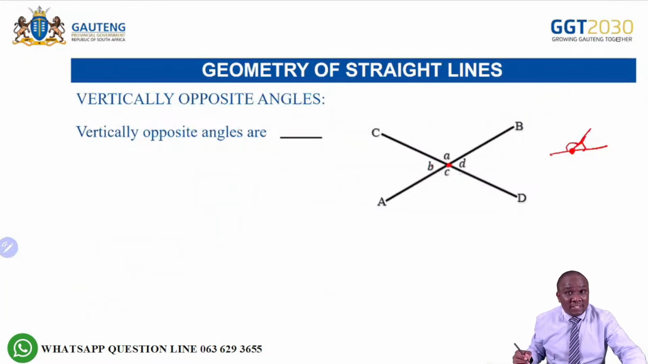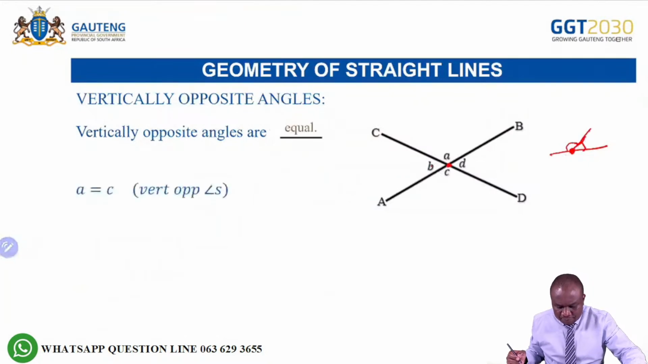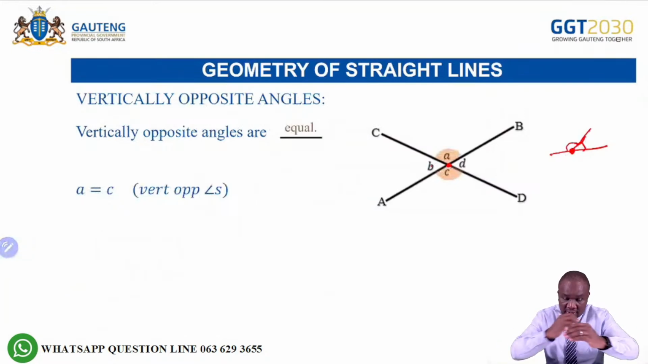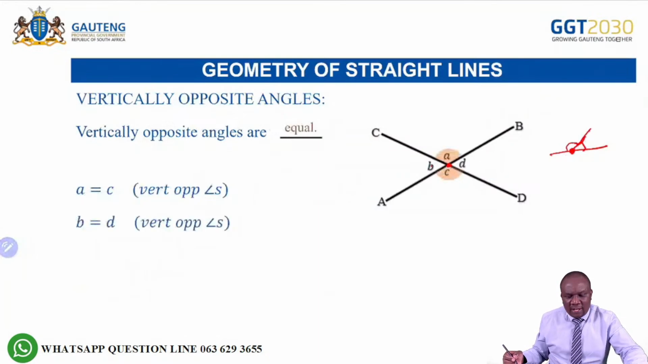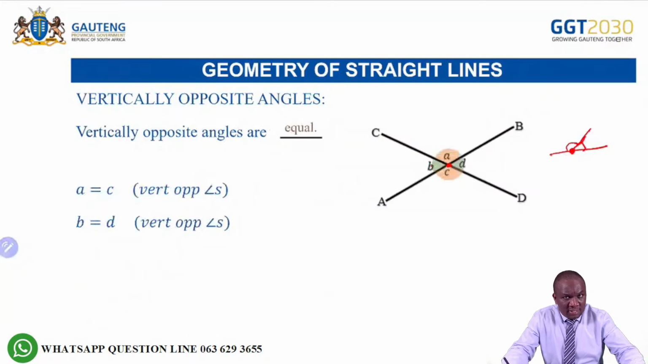These angles are vertically opposite. Okay, and they are equal. Vertically opposite angles are equal. Let me highlight A and C. Do you see that? The cross lines. Once you see the cross X, these are intersecting lines forming an X there. So A and C are vertically opposite angles. And then B and D, also they are vertically opposite angles and they are equal.